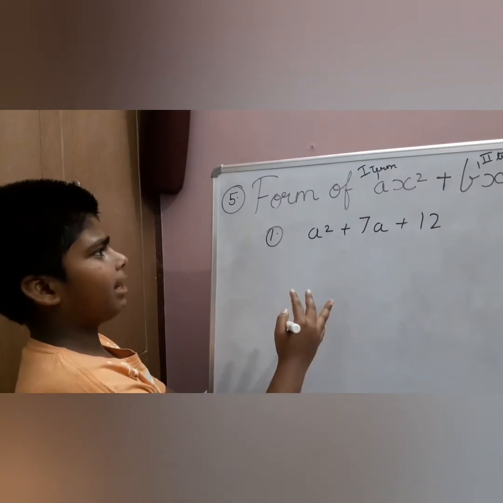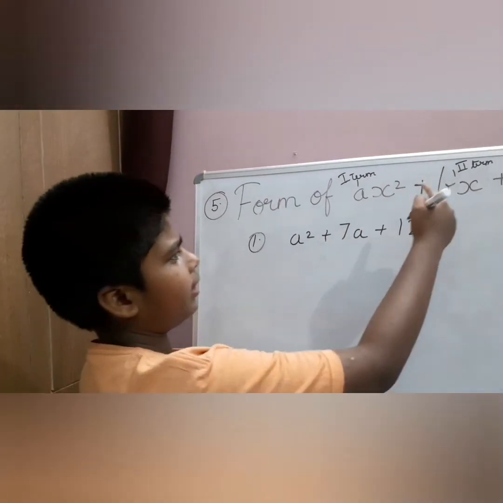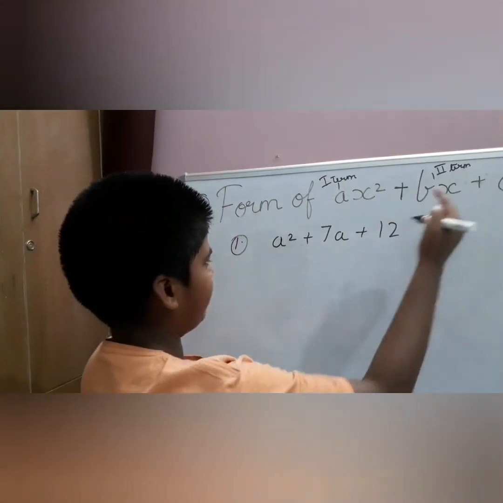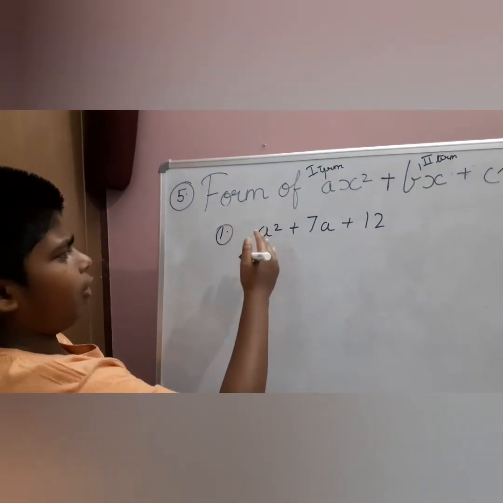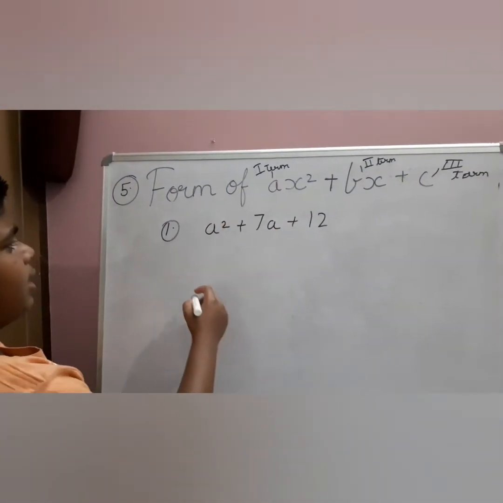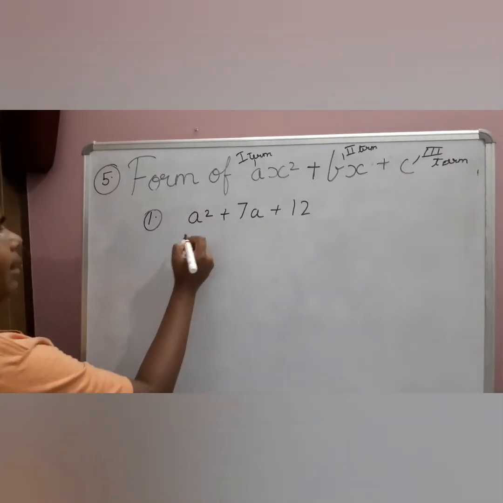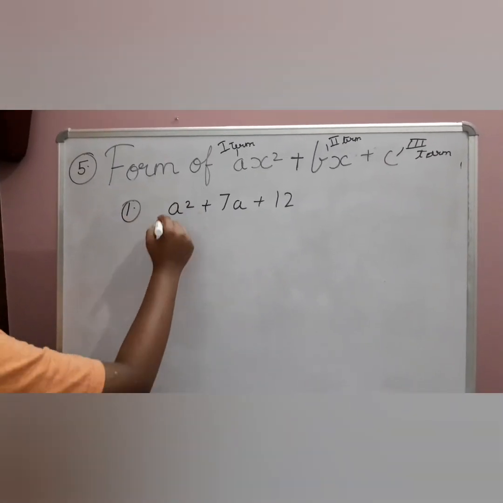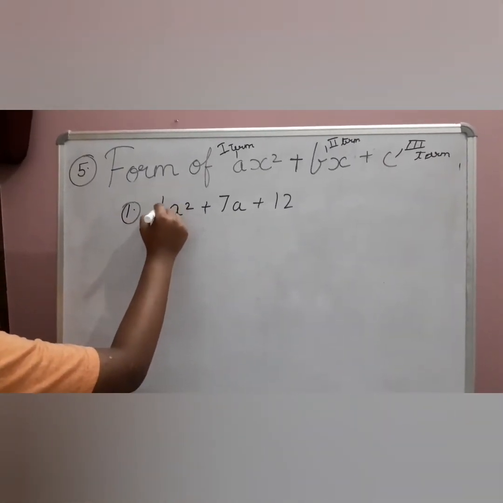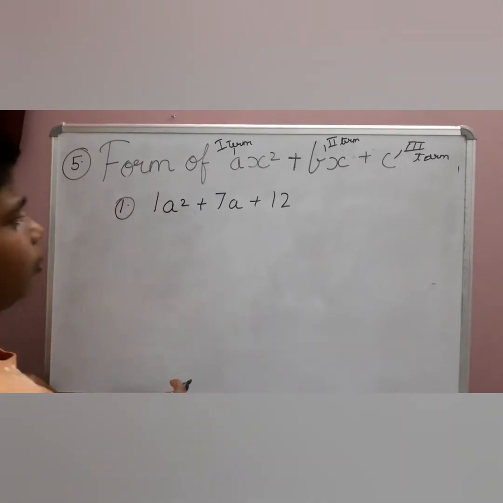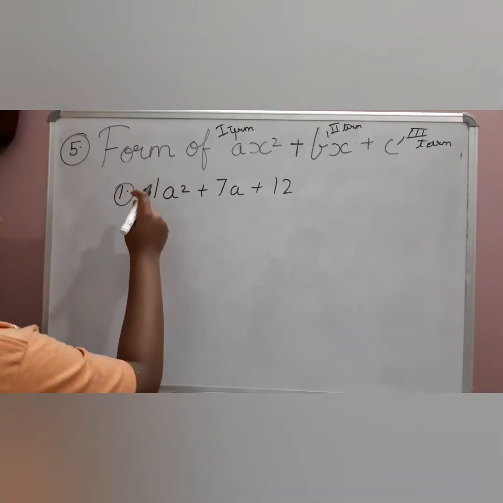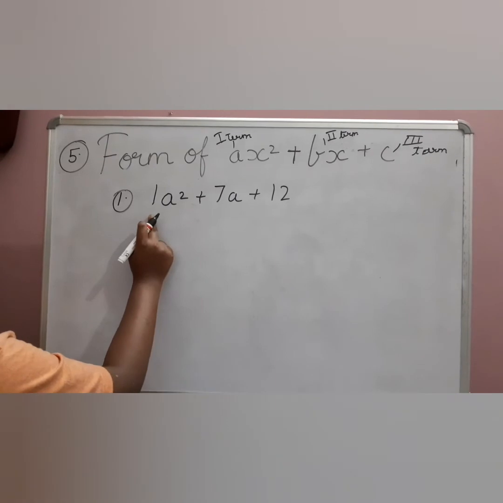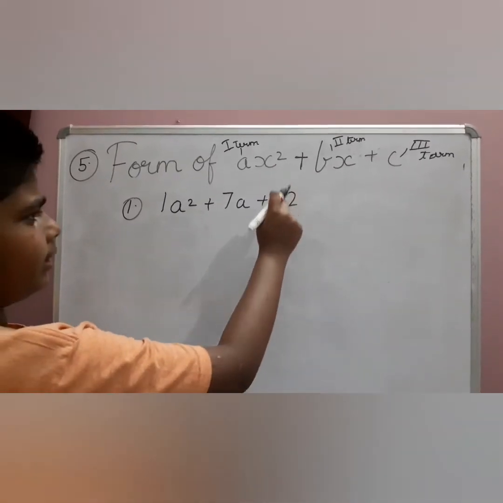Then at the fifth step I have told you ax square plus bx plus c. So it is in this form. But in ax square, if a variable has no coefficient, then we will say that its coefficient is 1. So I have told you the way of procedure. What we'll do, we'll multiply the coefficient of the first term and the third term.